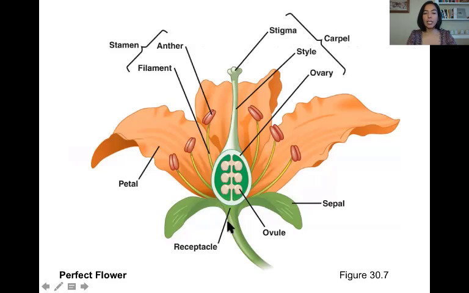We have a structure called the receptacle, that is where all of these whorls will converge. And then we have the sepals, the petals in orange, and then the stamens with the filaments indicated, and the anthers. And please take a look at this carpel that has the stigma, style, and ovary. And inside of this ovary, we have the ovules.